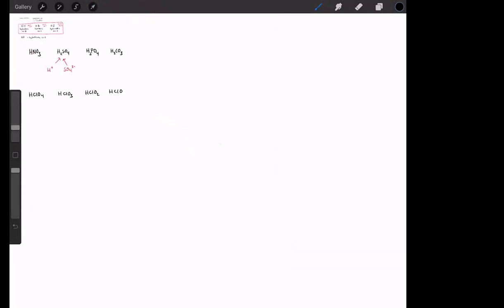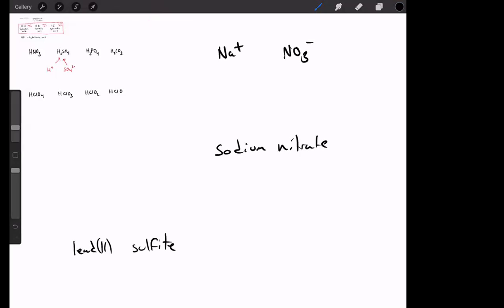Let's use sodium and nitrate as an example. We've already learned how to make ionic compounds from monatomic ions. And making ionic compounds is exactly the same thing when it comes to polyatomic ions. If I said, what's the formula for sodium nitrate or lead 2 sulfite, then we would do the exact same thing that we've done before when constructing the formulas of ionic compounds. I'm going to write down the formulas of the 2 ions and decide what are the ratios in which the ions appear in order to be neutral.